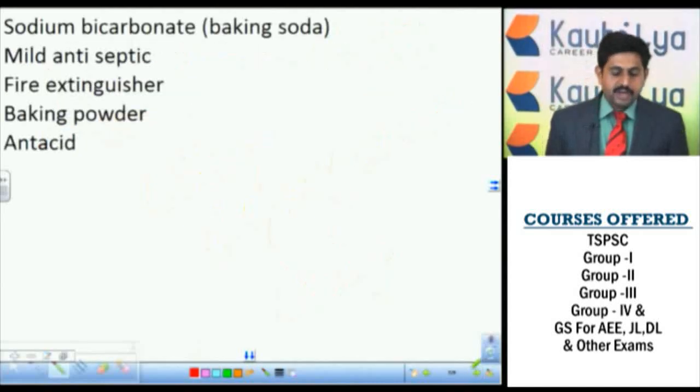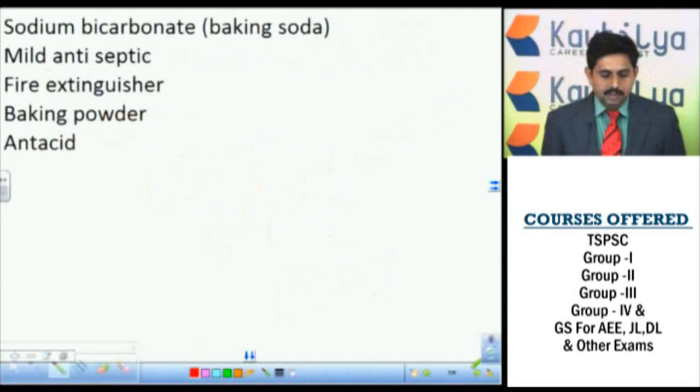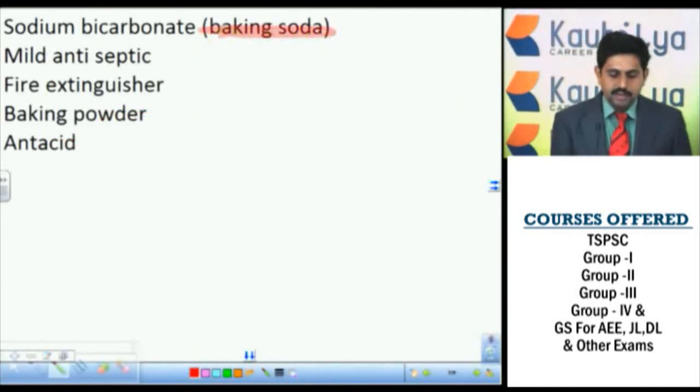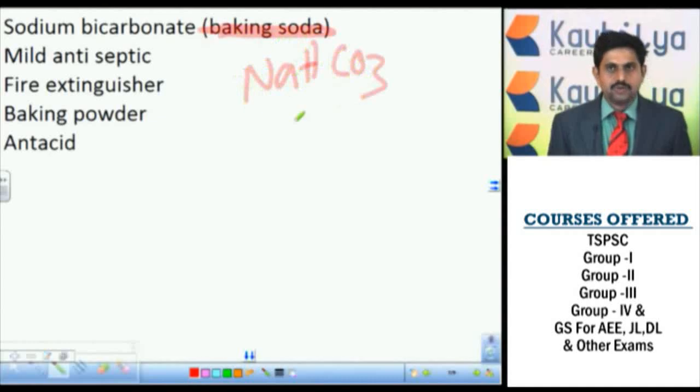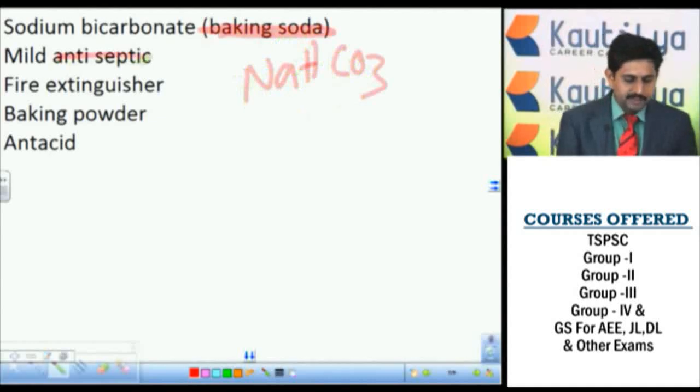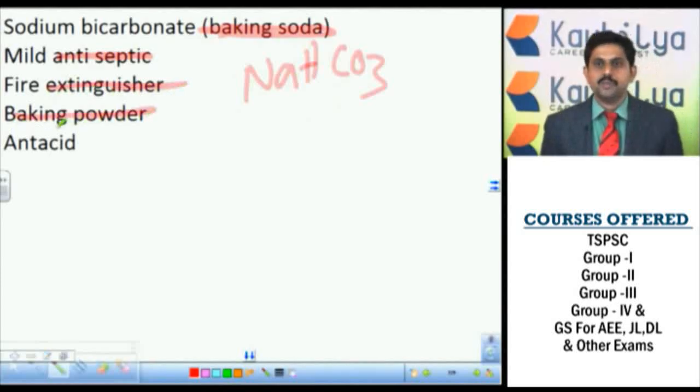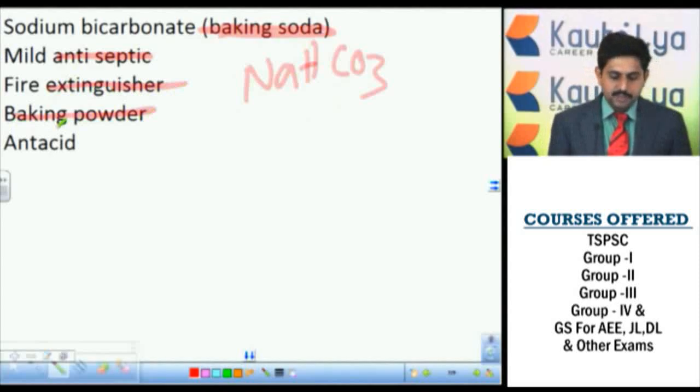Next, sodium bicarbonate, which is called baking soda. The formula for baking soda is NaHCO3. It is used as an antiseptic, for fire extinguishers, and it is useful for the manufacturing of baking powder. Baking powder is nothing but baking soda plus tartaric acid.